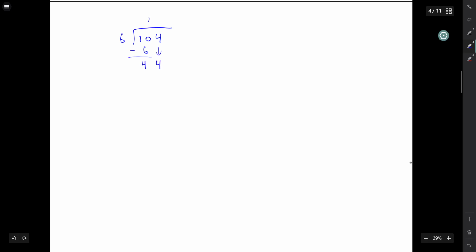Bring the 4 down. Now we're looking for 6 into 44. Will give us 7. 7 times 6 is 42. We have 2 left over, and so we end up with the remainder of 2, which in numbers we'll deal with as a fraction. Polynomials work in a very similar way, but we have a little bit more requirement.